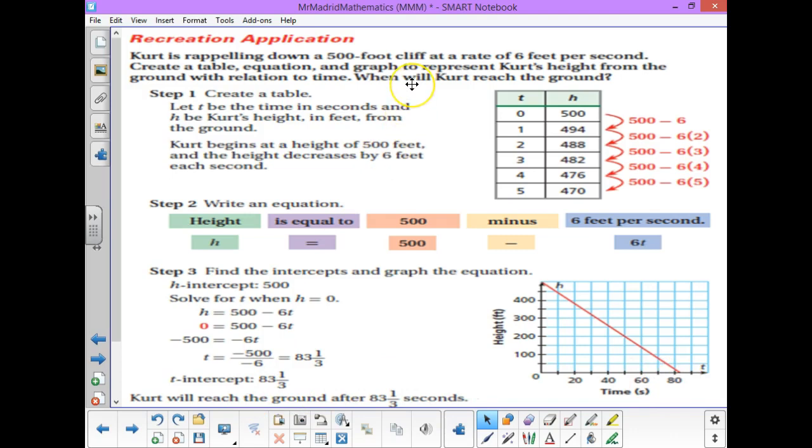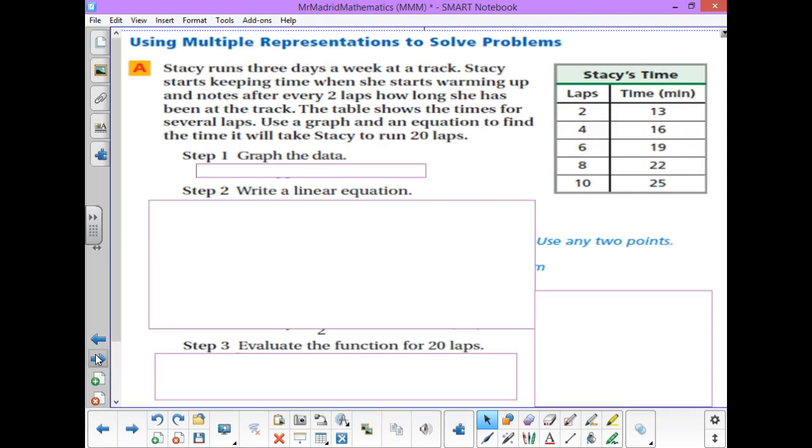Therefore, to answer this last question, when will Kurt reach the ground? Kurt will reach the ground after 83 1/3 seconds. All right. Let's move on to a final example here.